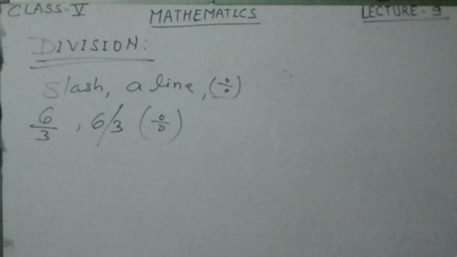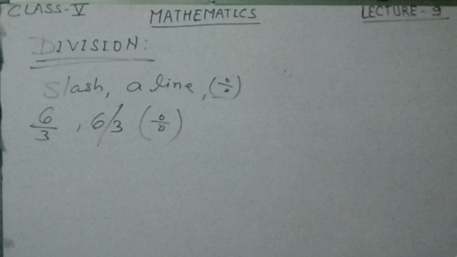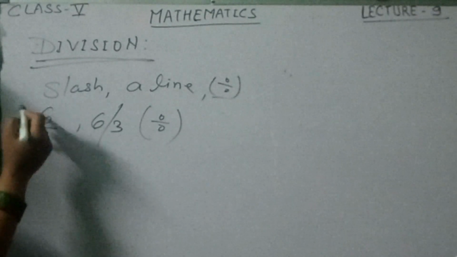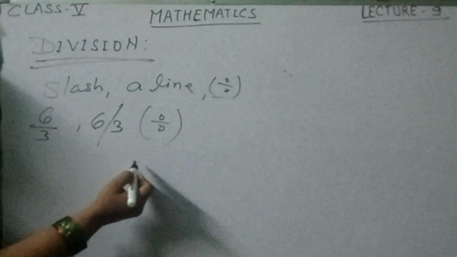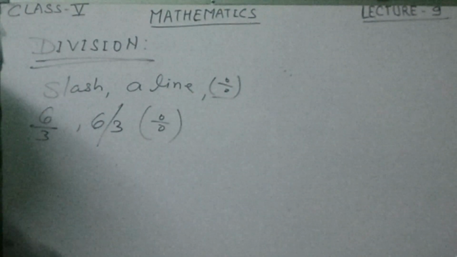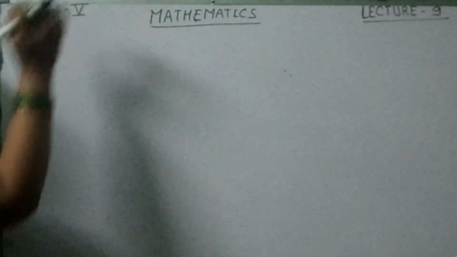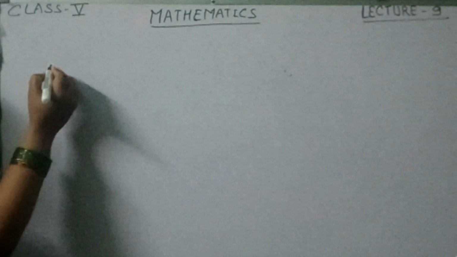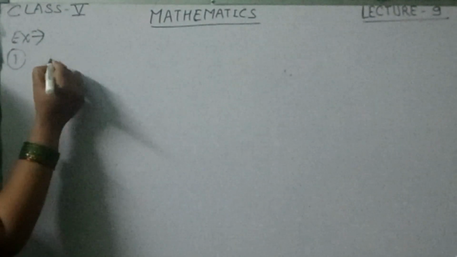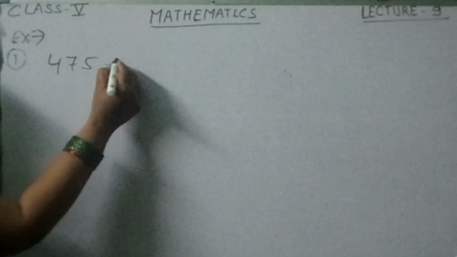Okay. Now see how to divide the numbers. In whole numbers, any leftover amount after dividing is called the remainder. I hope you can understand what is the dividend, what is the divisor, what is the quotient, and what is the remainder. Take one example: 475 divided by 3.